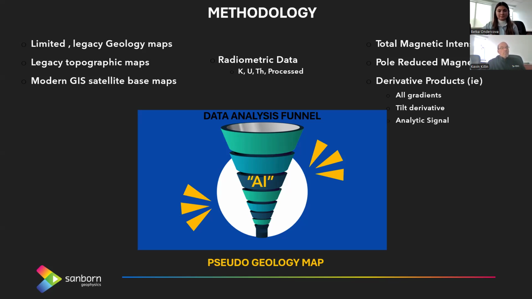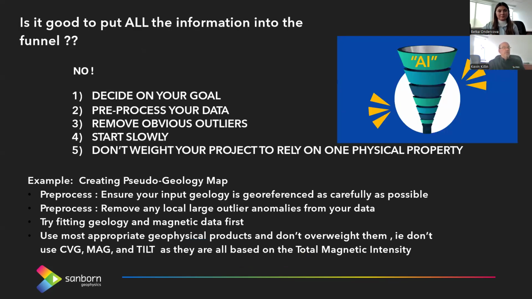Now that we have all this data, what do we do with it? We've got a lot of data, a lot of layers, but how do we come up with a geological map that actually makes sense? Do we throw everything in all at the same time? Is it a good thing just to use everything?